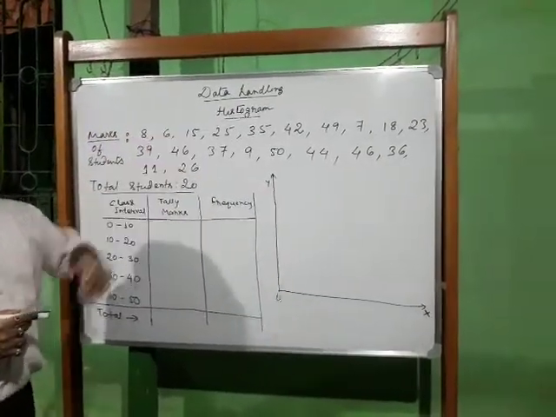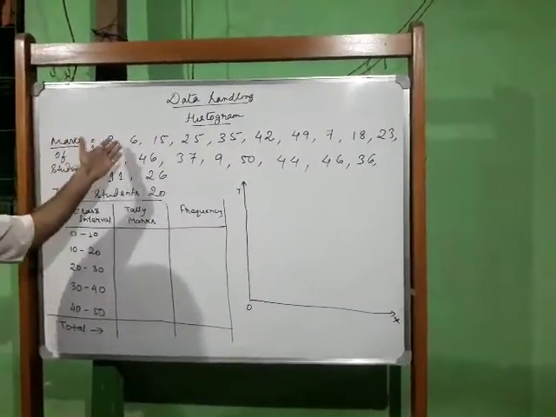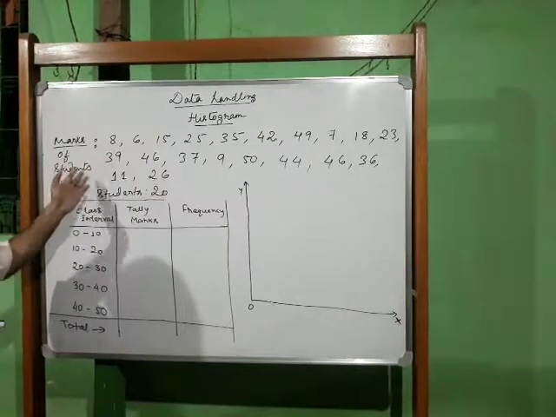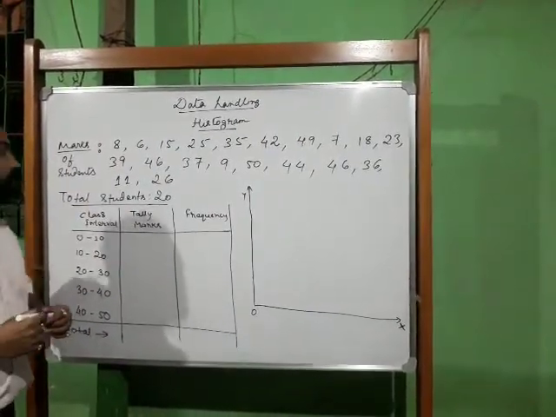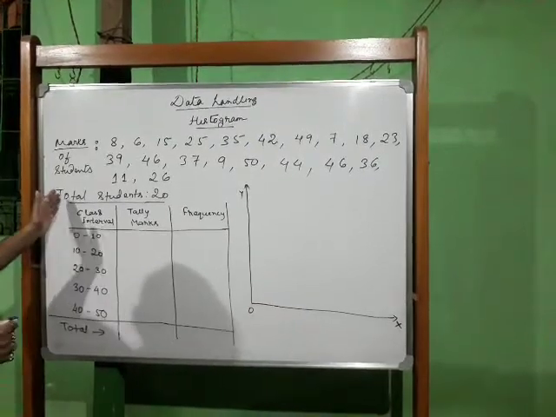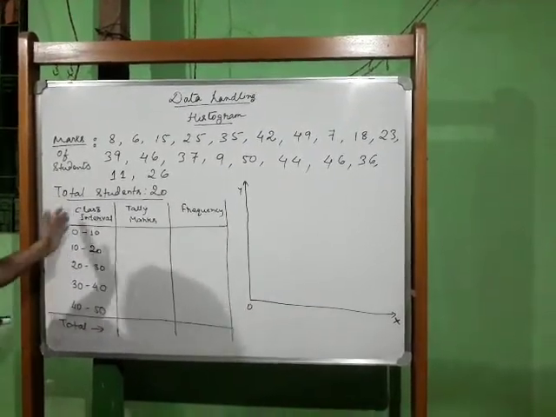These are the marks of the students. As you can see here, I have given the marks of 20 students out of 50. Now you can see the chart that I have prepared.